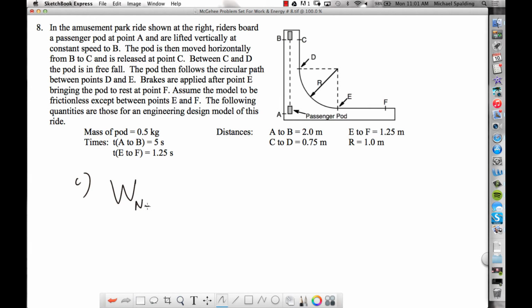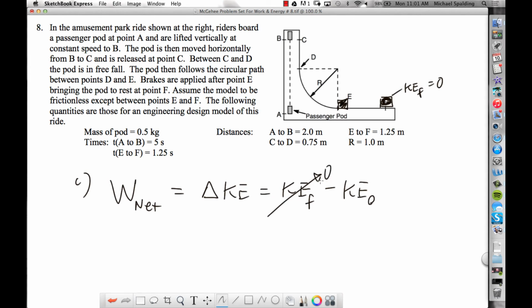All right, so work net is equal to change of kinetic, which is going to be kinetic final minus kinetic initial. So over here is the final. Point F is the final. Point E is the initial. What's kinetic final going to be right here? 0. Kinetic final is 0. So that means that the work total from point E to point F is negative kinetic initial.